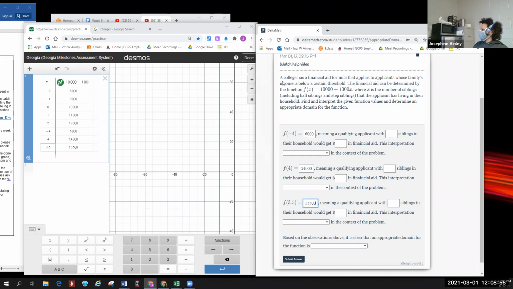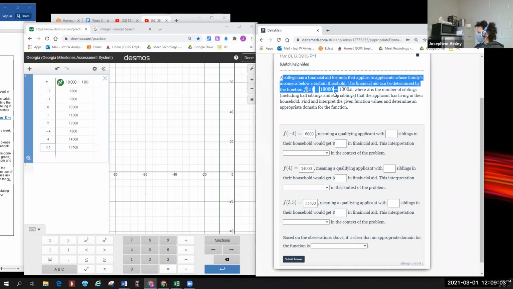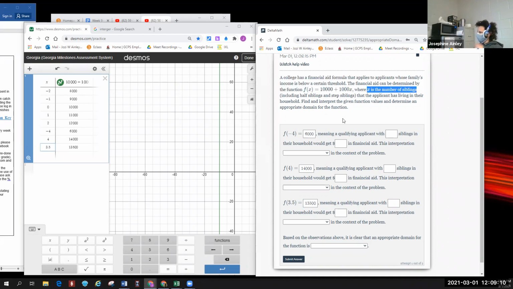All right, let's see what this is talking about. A college has a financial aid formula that applies to applicants whose family income is below a certain threshold. The financial aid can be determined by this function, where X is the number of siblings, including half siblings. So what is X? Number of people. So ask yourself this question: does it make sense to have negative people? No. Does it make sense to have 4 siblings, 4 brothers and sisters? Yes.